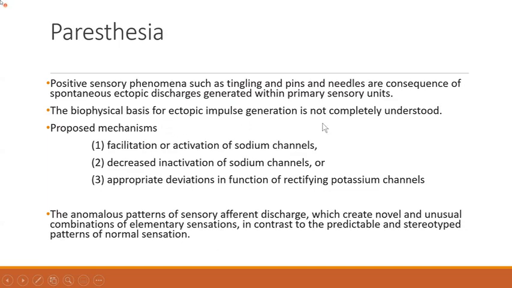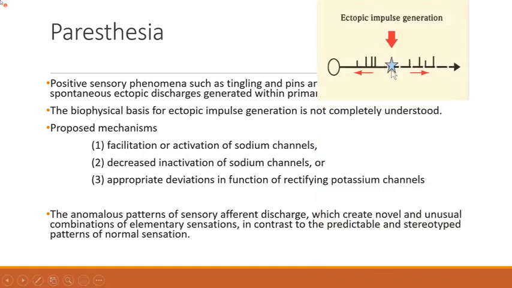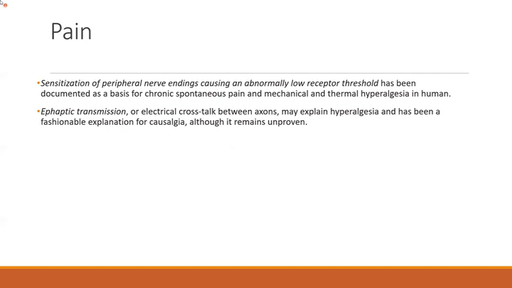The basis of ectopic impulse generation is not understood, but proposed mechanisms are: activation or facilitation of sodium channels, decrease in activation of sodium channels, or deviation in function of both the sodium and potassium channels. So basically, there is alteration in the function of the sodium or potassium channels, which leads to a decreased threshold of activation, and there are ectopic discharges generated along the nerve. This is depicted in this line diagram. This is the receptor, but the impulse is not generated here; it is generated elsewhere and travels to the spinal cord and the brain, which manifests as paresthesia.